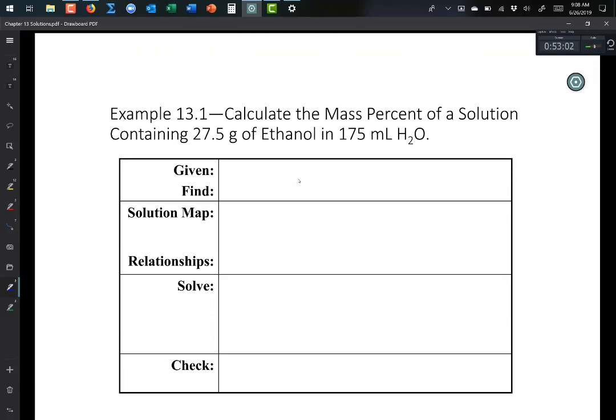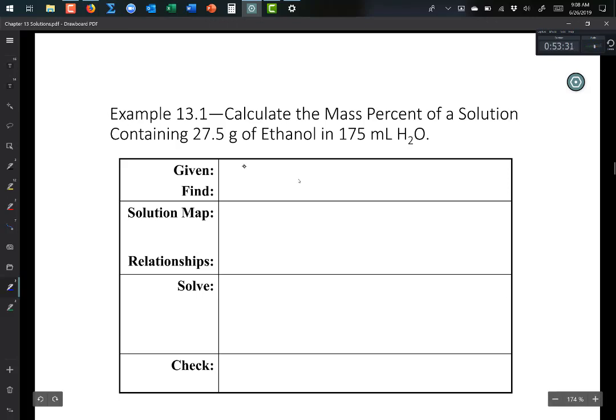Right, so we're going to calculate the mass percent of a solution containing 27.5 grams of ethanol in 175 milliliters of water. And you're looking at your slide going, what the heck? Is it all jumbled together? Yeah, that's why I just deleted it all. We're just going to start over. Okay, so what are you given, right? You have 27.5 grams of ethanol in 175 mils of water.